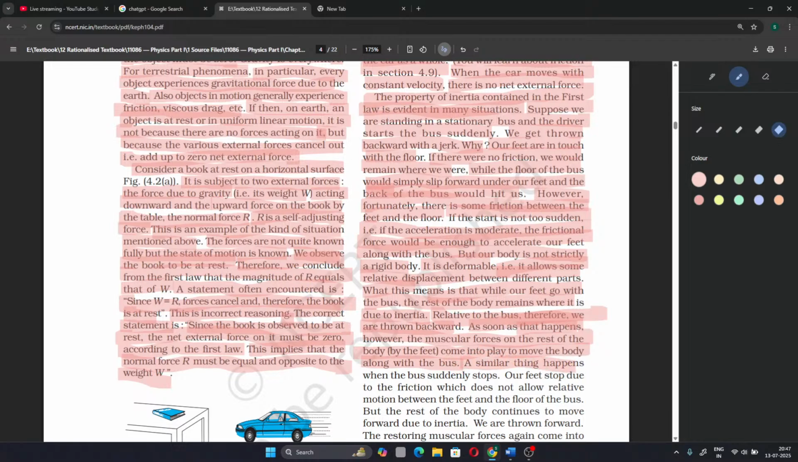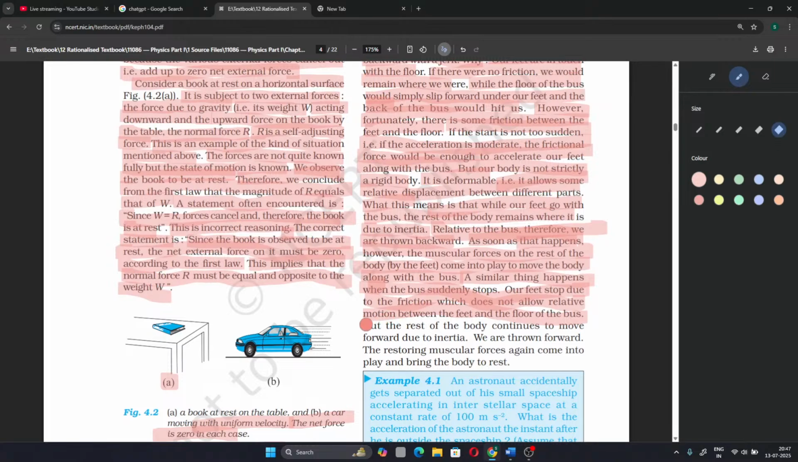Okay, a similar thing happens when the bus suddenly stops. Our feet stop due to friction, which does not allow relative motion between the feet and the floor of the bus. But the rest of the body continues to move forward due to inertia. We are thrown forward. The restoring muscular forces again come into play and bring the body to rest.